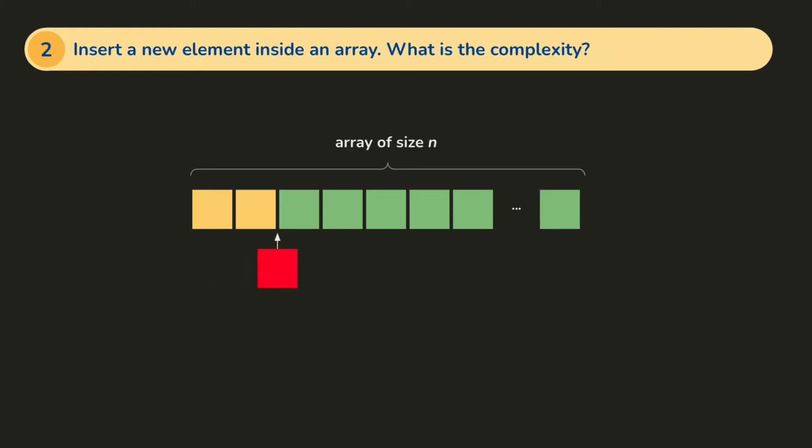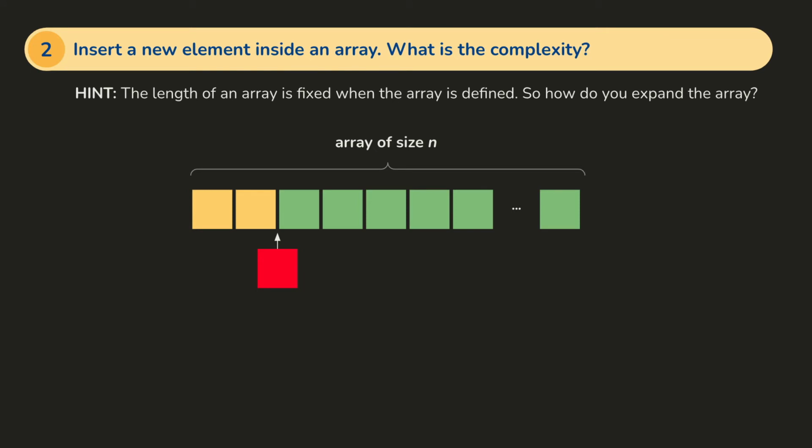The next problem asks you to insert an element inside an array. What I mean by inserting is not changing one of the values, but actually placing a new element in between two pre-existing elements. Pause the video before the hint. You might already know this, but the length of an array is set in stone when the array is defined. I know that there are programming languages that have vectors or lists that can grow dynamically, but what we understand by an array is a sequence of fixed length. With this information in mind, how would you go about inserting an element in between two pre-existing elements?